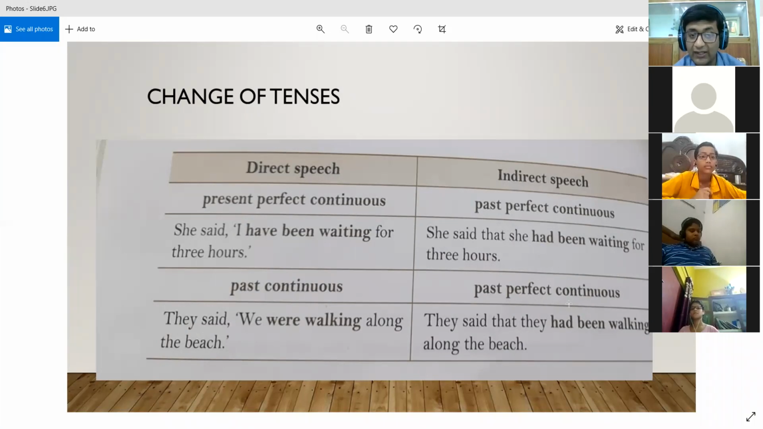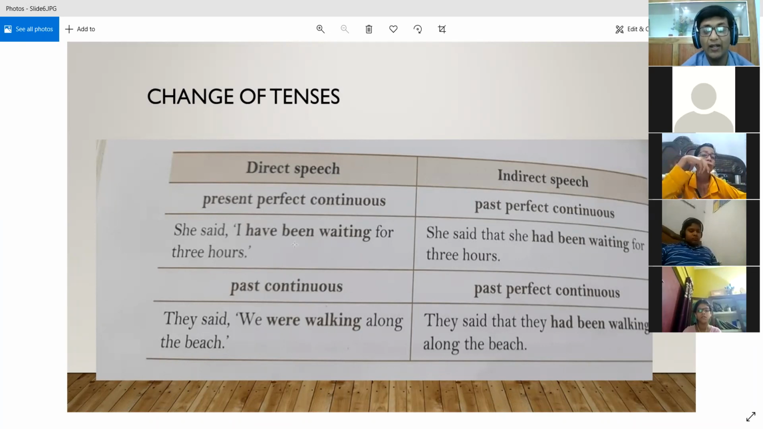So you can see that all the past cases and all the past perfect cases are changing into past perfect. And when continuous is being used with past, it is changing into past perfect continuous. If you closely observe, you are going to see this. First of all, let's see how it is changing. Then I will give you this observation.